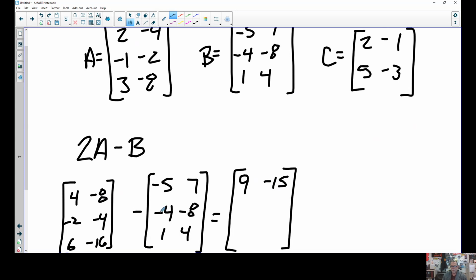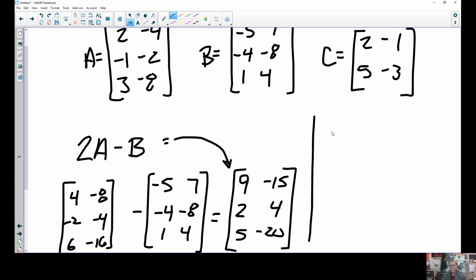-2 minus a -4 is +4, so that's 2. Oh, we got a runaway pen. All right. Sorry. Again, -2 plus 4 is 2. And -4 minus a negative, or +8, is 4. 6 minus 1 is 5. And -16 minus 4 is -20. And this would be 2A minus B. So we can do scalar multiples. We can add, subtract. Let's do another one real quick.